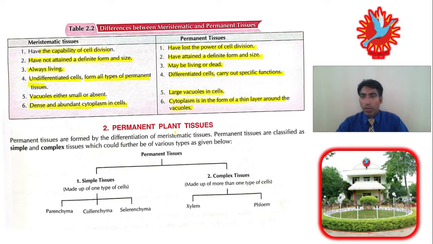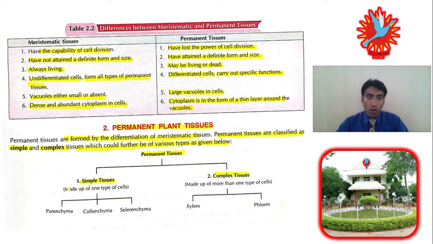Okay, so now we are going to discuss the permanent plant tissue. Permanent plant tissues are formed by the differentiation of meristematic tissue. Permanent tissues are classified as simple as well as complex based on the type of cells they have, which could further be of various types as shown in this flow chart. So permanent tissue, based on the type of cells, is classified as simple tissue as well as complex tissue.